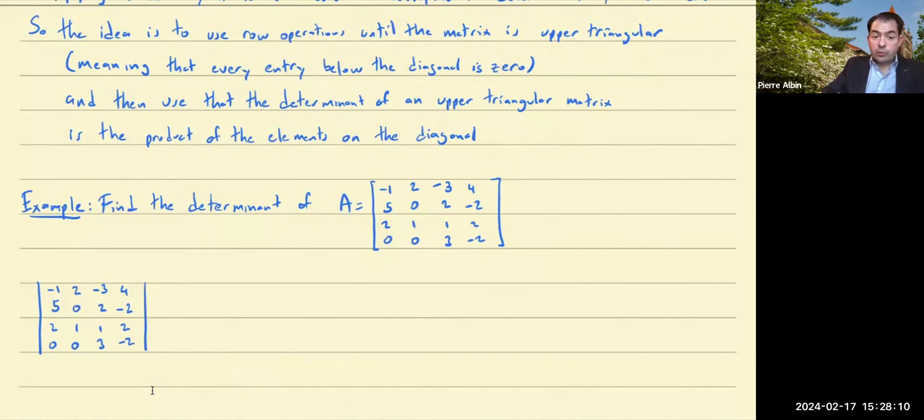Okay, so I'm going to do row operations, trying to get this upper triangular, right? And I'm going to try to only use add multiple of one row to another, because that doesn't change the determinant at all. So I'm going to add multiples of row 1 to rows 2 and 3.